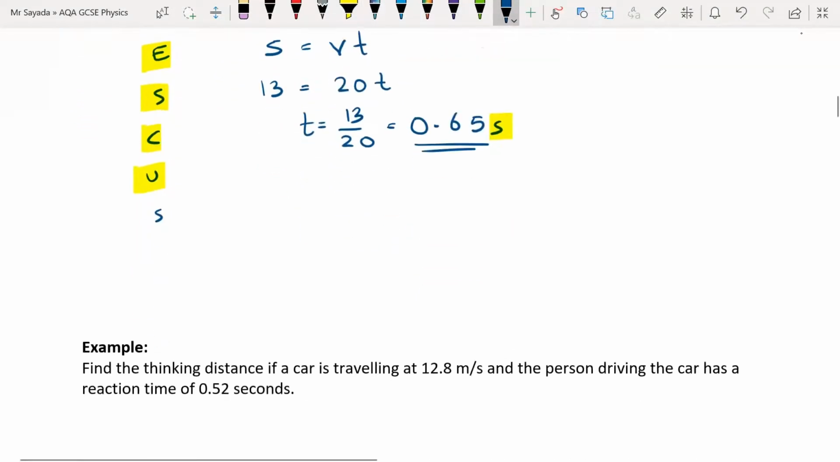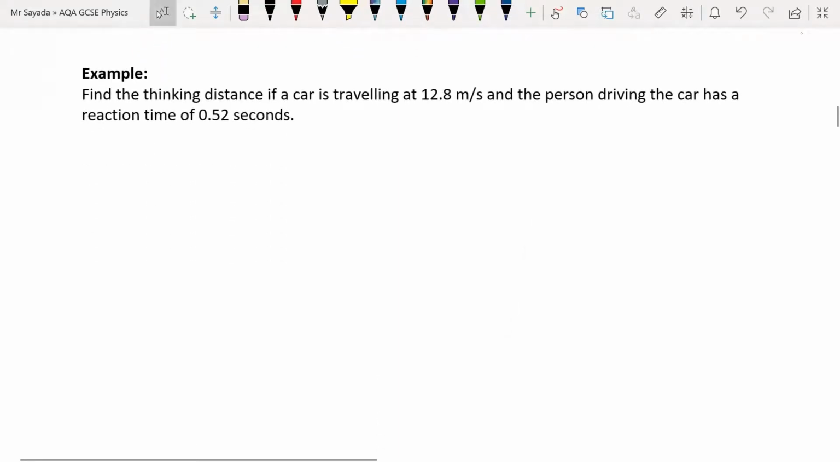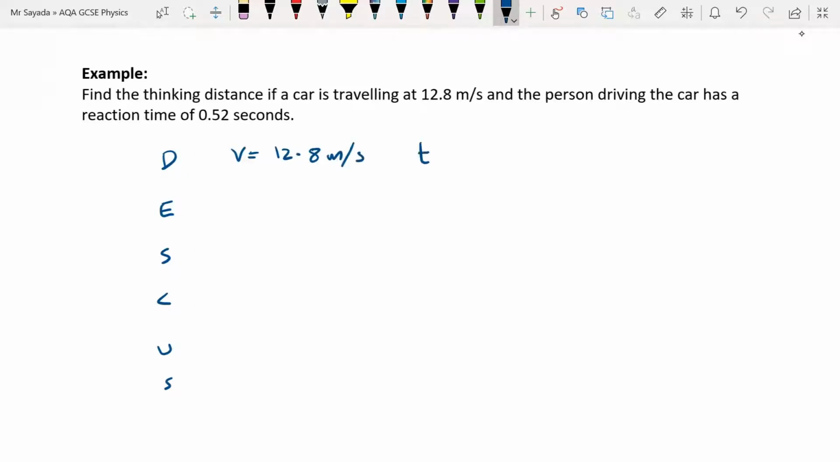You're going to try an example now. Pause the video and try this question completely by yourself. Press play once you've done it. You should have now done this question fully by yourself. I'm now going to go through it. Please mark what you've done as I go through it. Let's write down what we know. The velocity is 12.8 meters per second, and the reaction time is 0.52 seconds. The equation is displacement equals velocity times time. So the displacement will be 12.8 times 0.52.